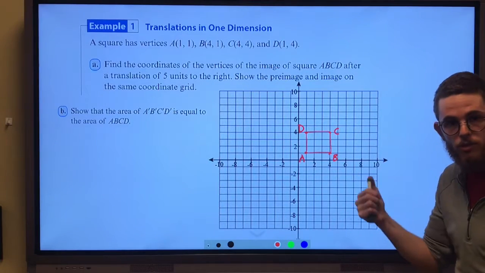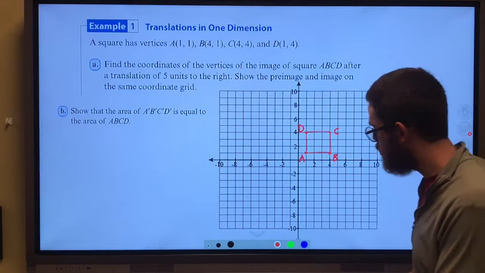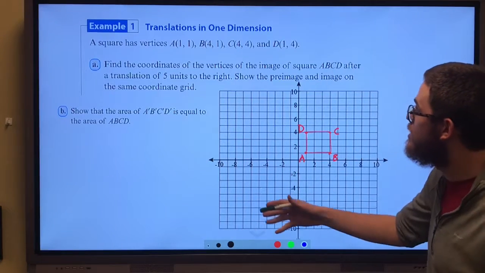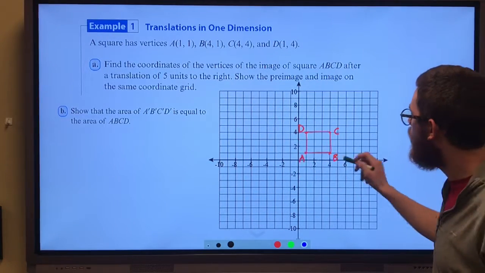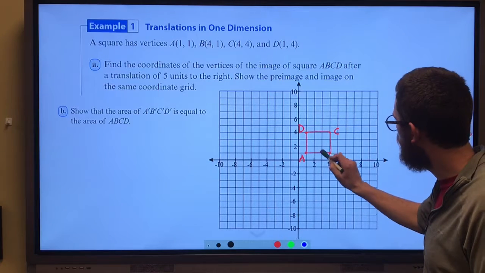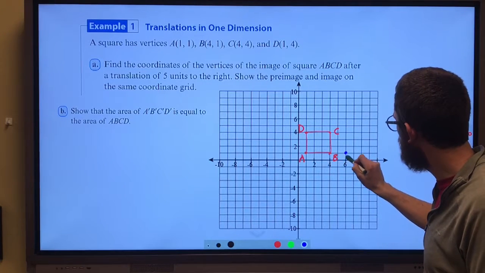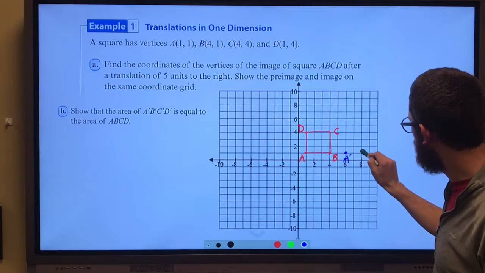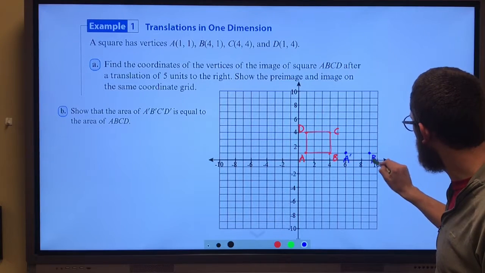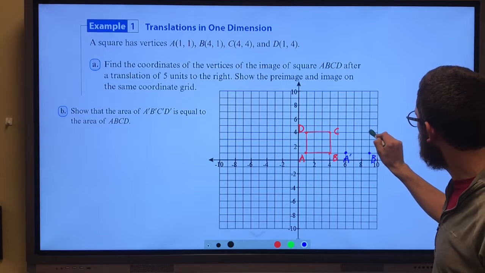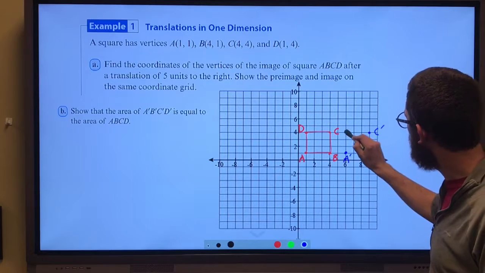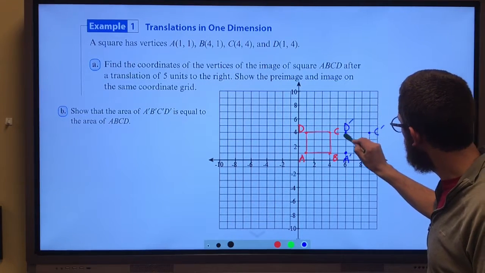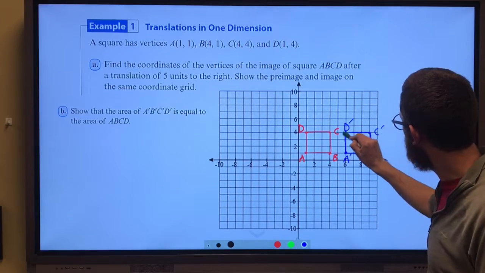Well, this is the pre-image because we haven't done a transformation to it. We haven't done the translation, but we want to shift 5 units to the right. So every point is going 1, 2, 3, 4, 5 units to the right. There's A prime, B prime. 1, 2, 3, 4, 5 is right here. There's C prime right there, and D prime will be right there.